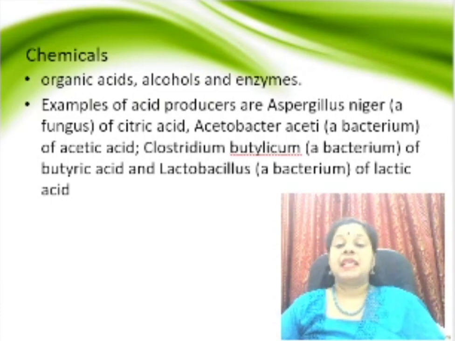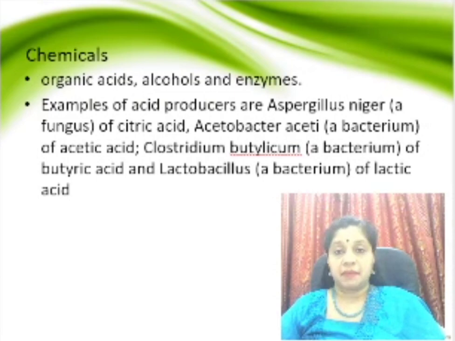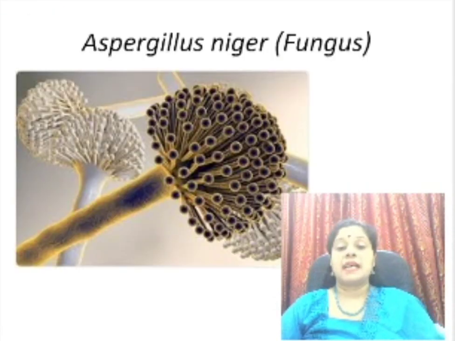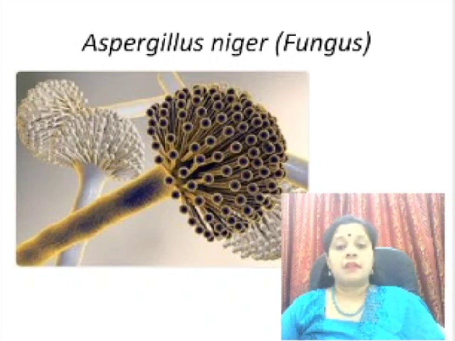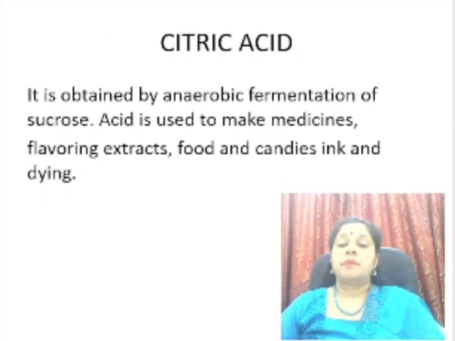For example, there are three acids that we have to study here. One is citric acid, that is used as a preservative, then a flavoring agent, then acetic acid used as a preservative, and also butyric acid and lactic acid. So this picture shows Aspergillus niger, which is a fungus. From Aspergillus niger we get citric acid commercially. It is obtained by anaerobic fermentation of sucrose. Sucrose is a disaccharide. Acid is used to make medicine, flavoring extracts, food and candies, and ink and dye.